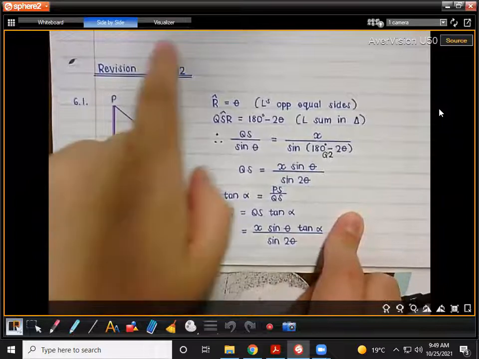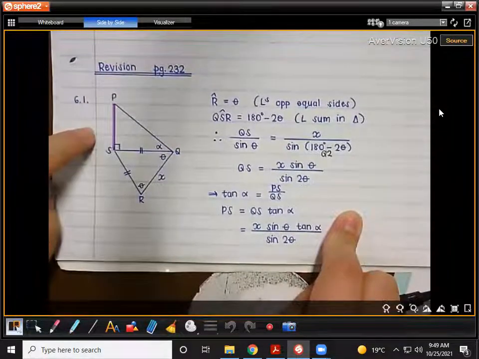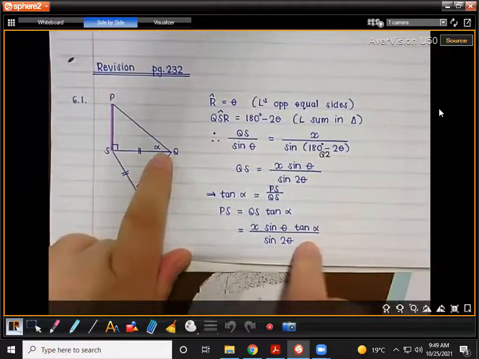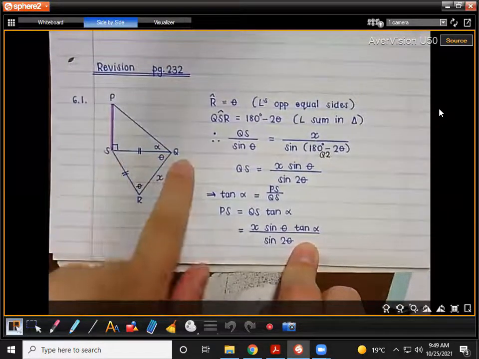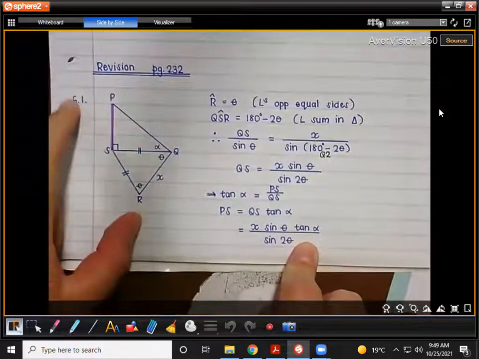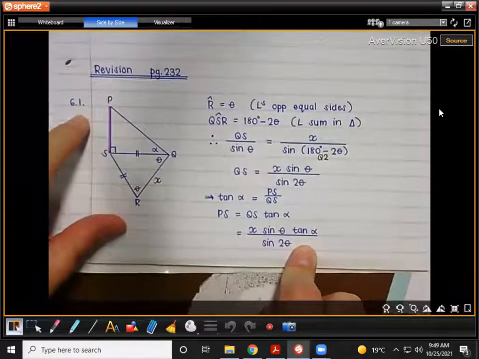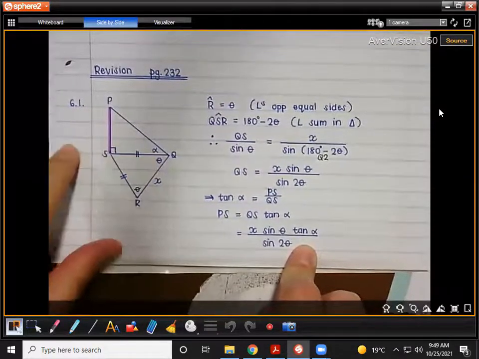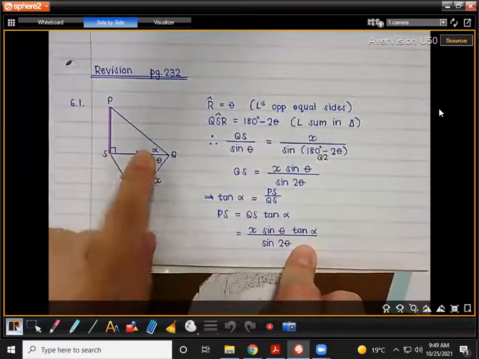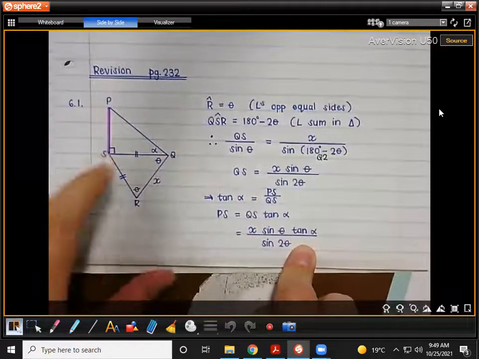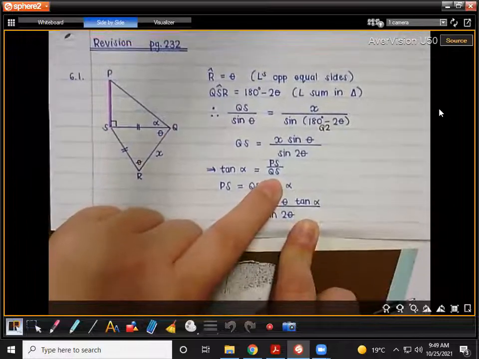Okay. Then we're working in this top triangle, which is a right angle triangle. So we can use sine, cos, or tan. We have that angle and we have the common side. We're trying to find the opposite side, right? So we're looking at that angle. The one that we're trying to find is opposite. The one that we have is the adjacent side. Opposite and adjacent is tan. So tan of alpha is PS over QS.